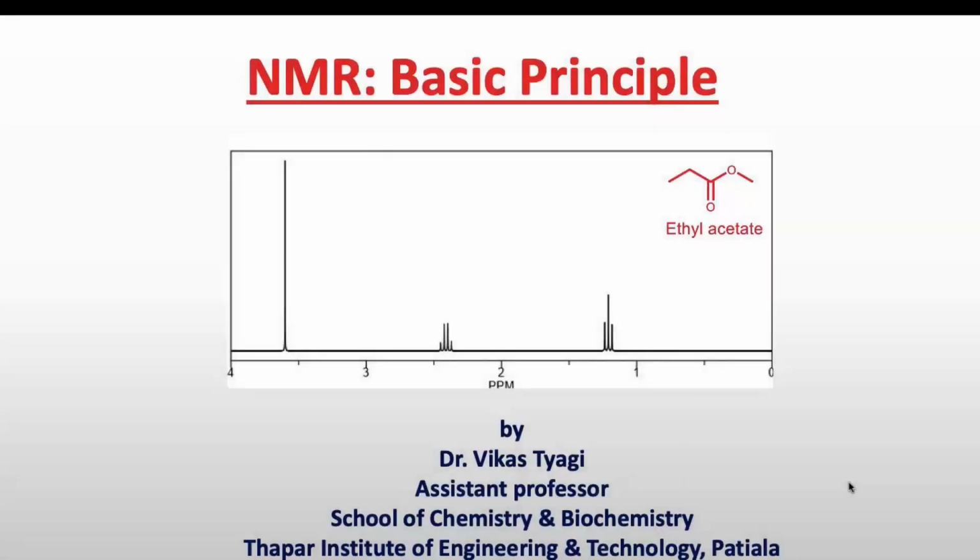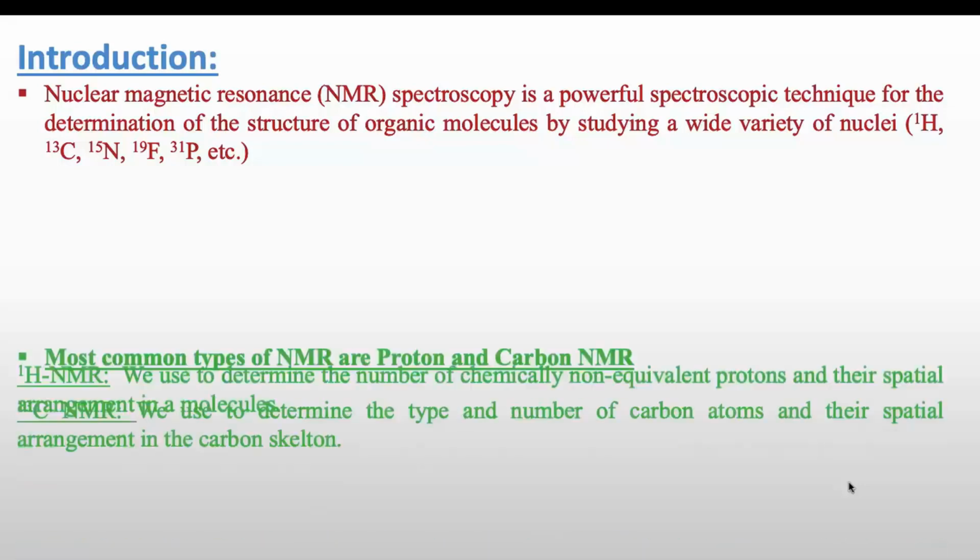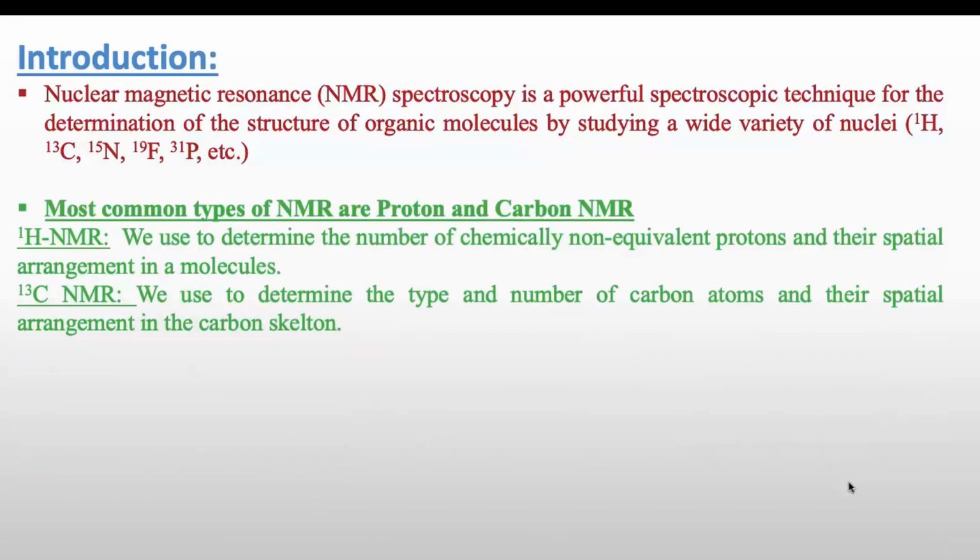Hi everyone, in this session I will be discussing the basic principle of NMR spectroscopy. So let's start with the introduction. NMR, or nuclear magnetic resonance spectroscopy, is a powerful spectroscopic technique for the determination of the structure of organic molecules. To find the structure of organic molecules, we study a wide variety of nuclei such as proton, carbon, fluorine and phosphorus. The most common types of NMR are proton and carbon NMR.